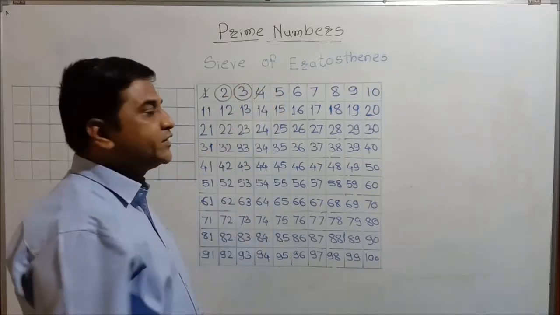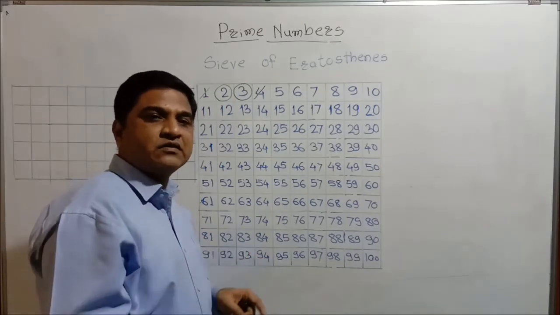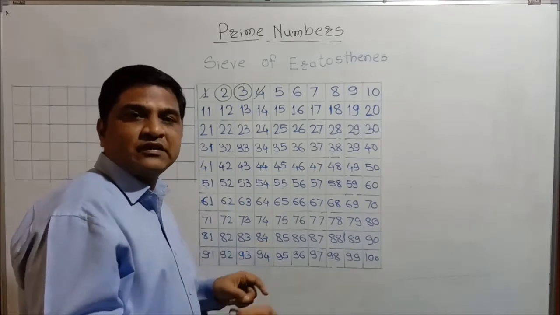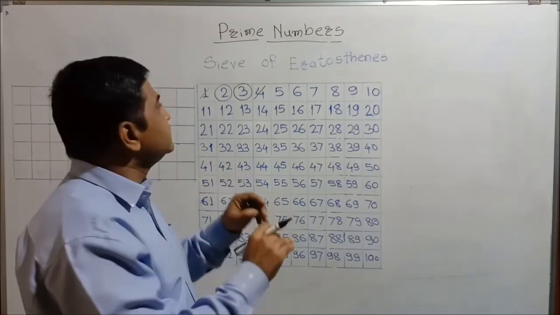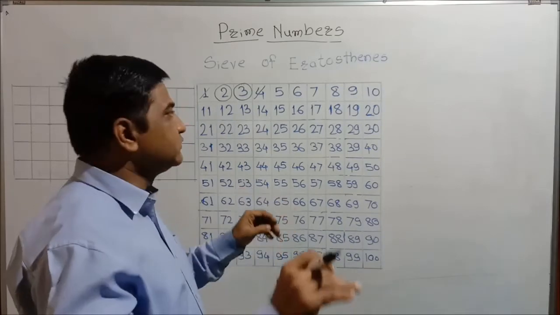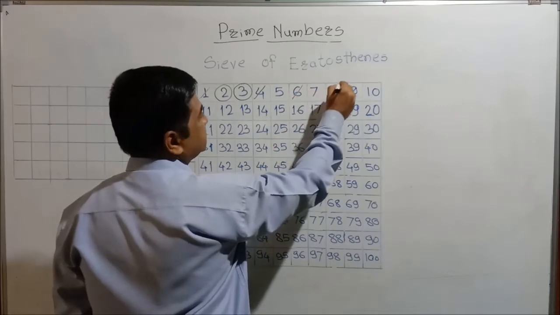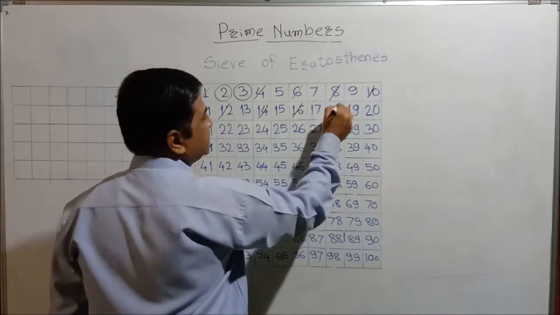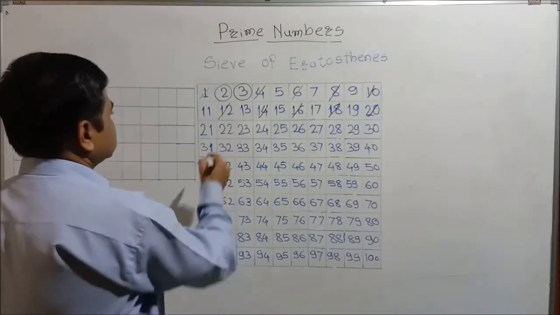As we have found that 4 can be divided by 2, every even number can be divided by 2. So what are the even numbers? Even numbers are the numbers having an even digit at the one's place. So we are going to sieve them, removing all these composite numbers by crossing them. Here I crossed 4, then I am going to cross 6, 8, 10, 12, 14, 16, 18 and 20. I am going to cross out all the even numbers.